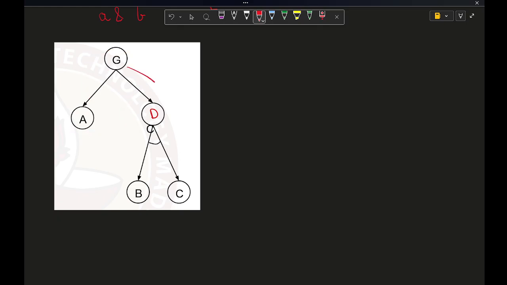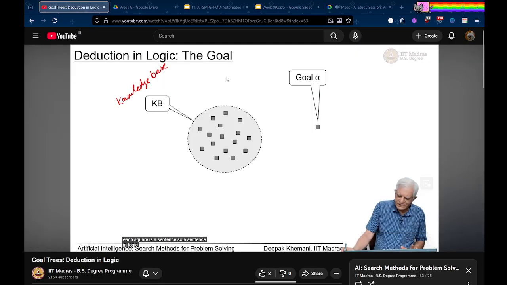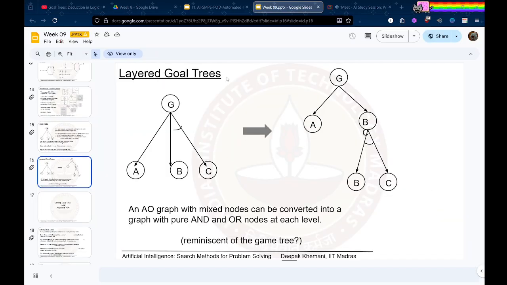But if we were to come to D from G, D is an AND node, and to say that D has been solved, we have to solve both B and C. Only when B has been marked as solved and C has been marked as solved can we say D is solved. Am I correct in that? It might not be the same terminology, but it's a similar concept. Maybe we can check that through some example in the lecture itself.